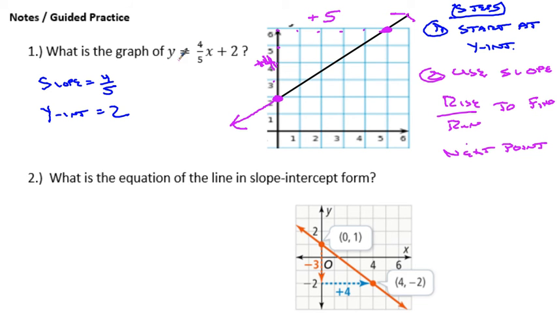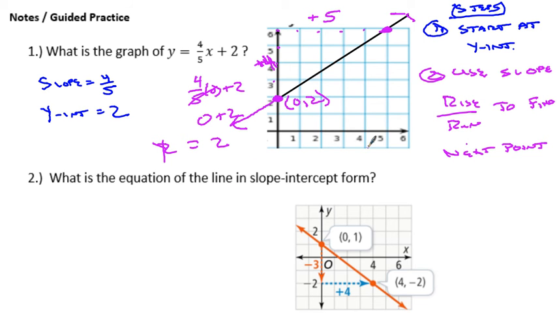Now the y and the x are all the points on this line. So for example, this coordinate right here is 0, 2. X is 0, y is 2. X is always 0 for the y-intercept because that's the y-axis. If I plug in 0 and 2 here, it should work out for this equation. So 4/5 times 0 plus 2, well, that's 0, so I get 2, and we said my y should have been 2, so that worked out. When I plug in 0 for x, y is 2.